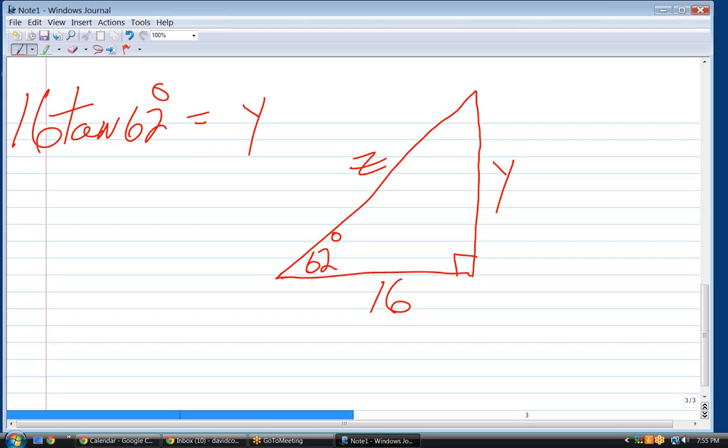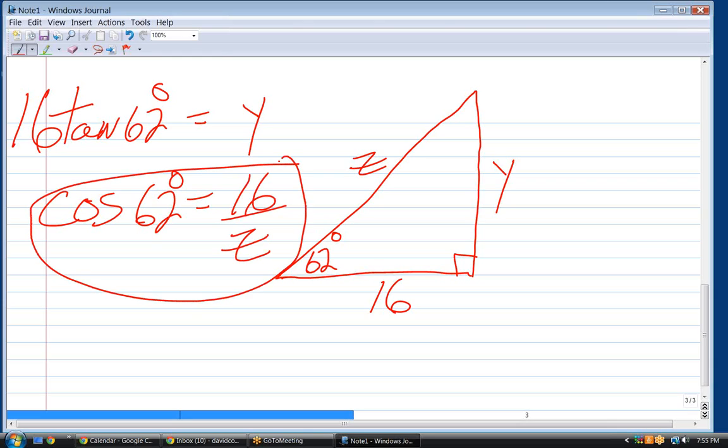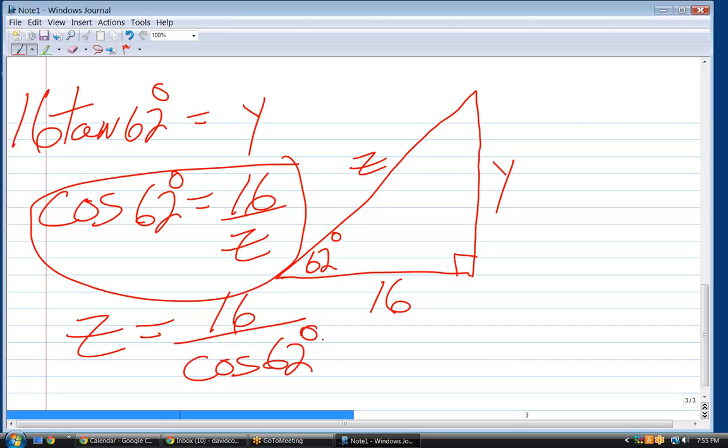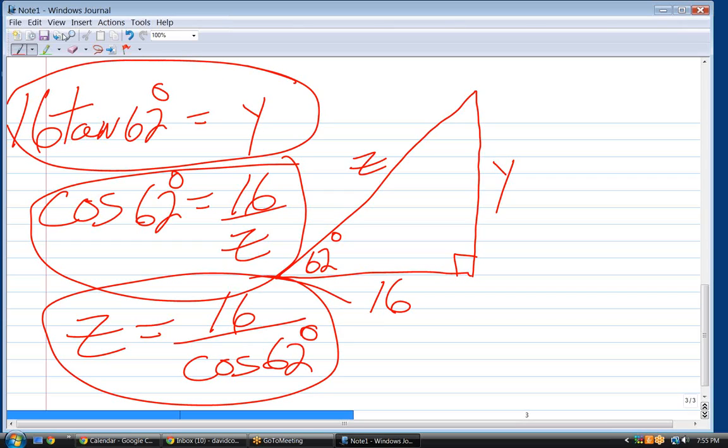Okay. And then what relates z to 16? Cosine. So cosine of 62 degrees would be equal to 16 over z. Slightly more difficult to solve because my unknown is in the denominator, so I have to cross multiply. Got to multiply both sides by z and then divide both sides by cosine of 62. There's z, and there's y.